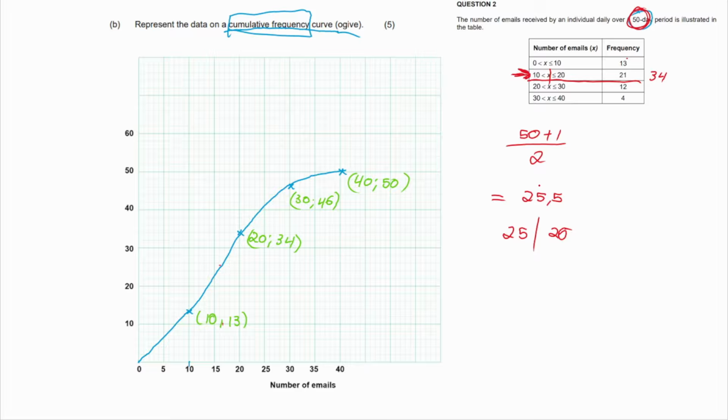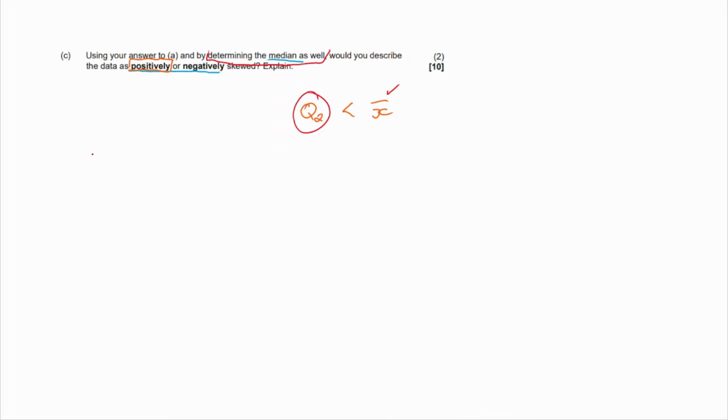So we take the midpoint, and from that we get that Q2 is equal to 15. So we know that the median is 15, and our mean is bigger than our median. We can say therefore that the data is positively skewed. So that is one option.